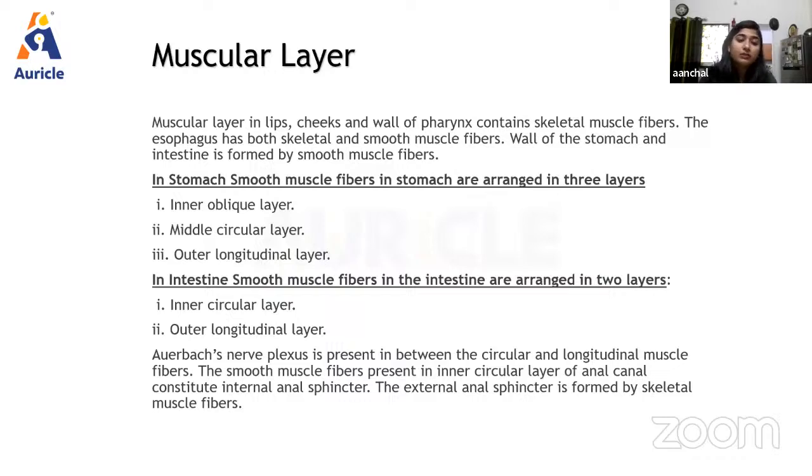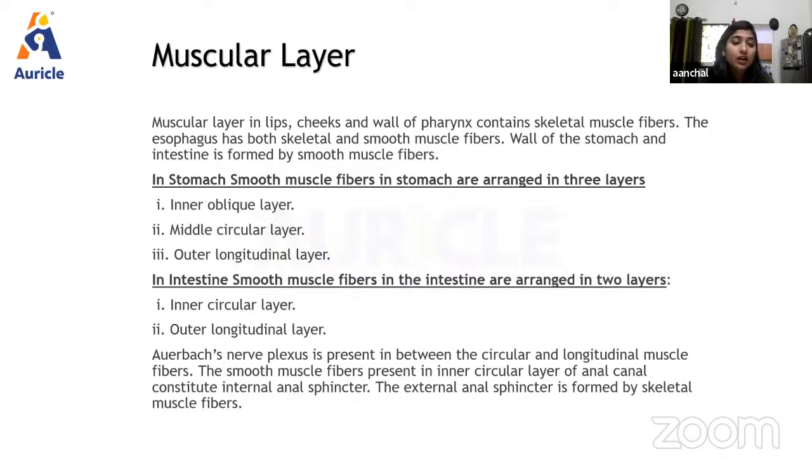So the difference between the stomach and intestine, as we can see, is the additional presence of the middle circular layer in the stomach. Then next we have the Auerbach's plexus, another name of which is Myenteric plexus. This plexus is responsible for the motility of food inside the stomach.